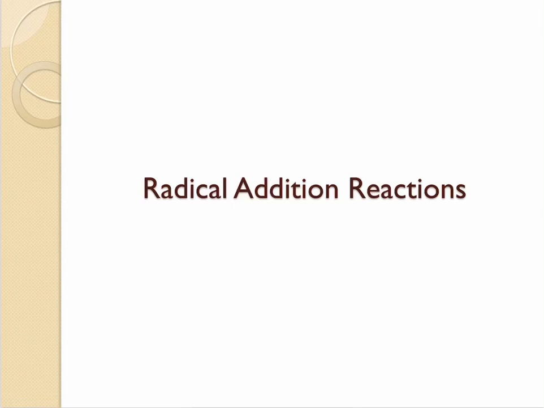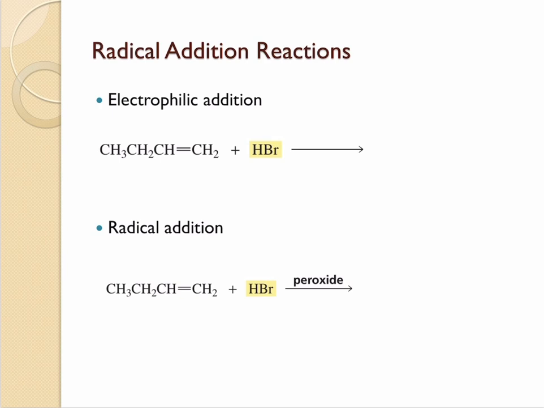In this video, we are going to talk about radical addition reactions. We're all very familiar with the electrophilic addition reaction that happens in alkenes and alkynes, where we have to use Markovnikov's rule to predict the product. According to Markovnikov's rule, the electrophile is going to get added to the carbon which has the most number of hydrogens across the double bond or triple bond.